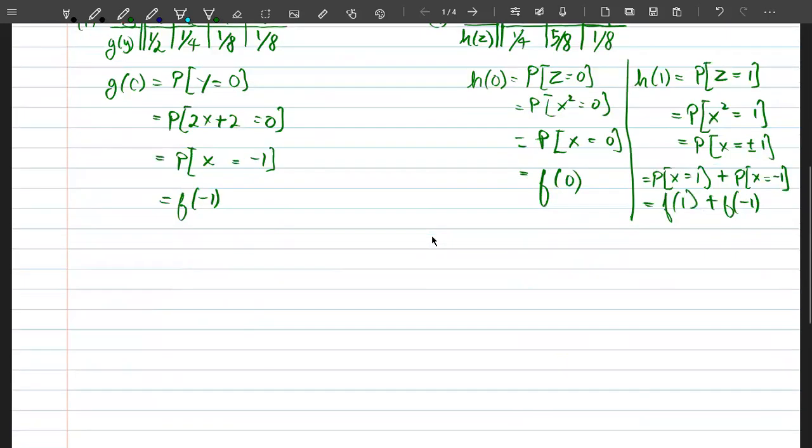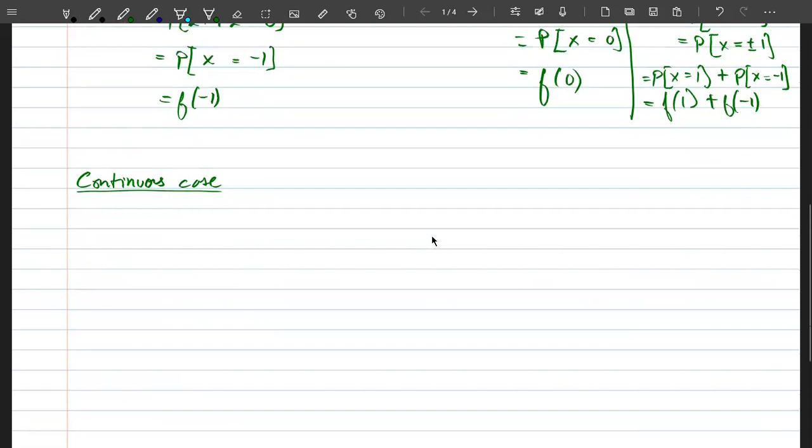What happens in the continuous case? Let's look at another simple example. Now we have, say, f of x equal to 2x for x between 0 and 1, which is a valid PDF.